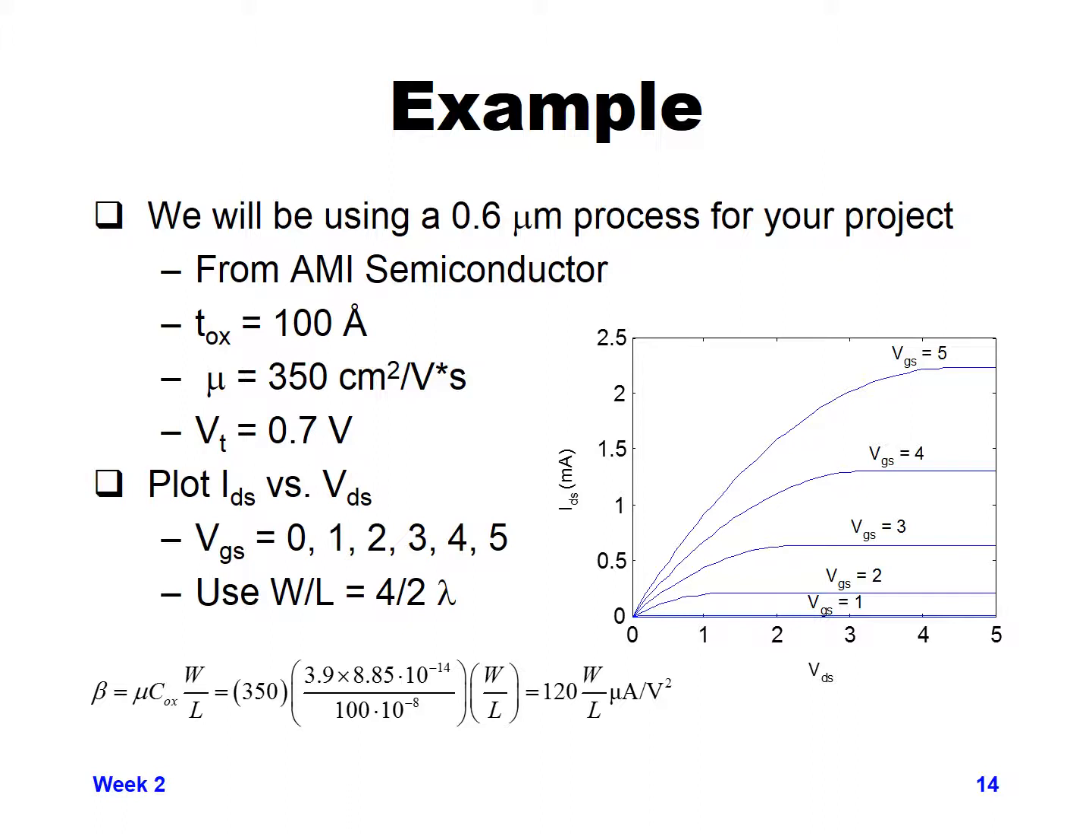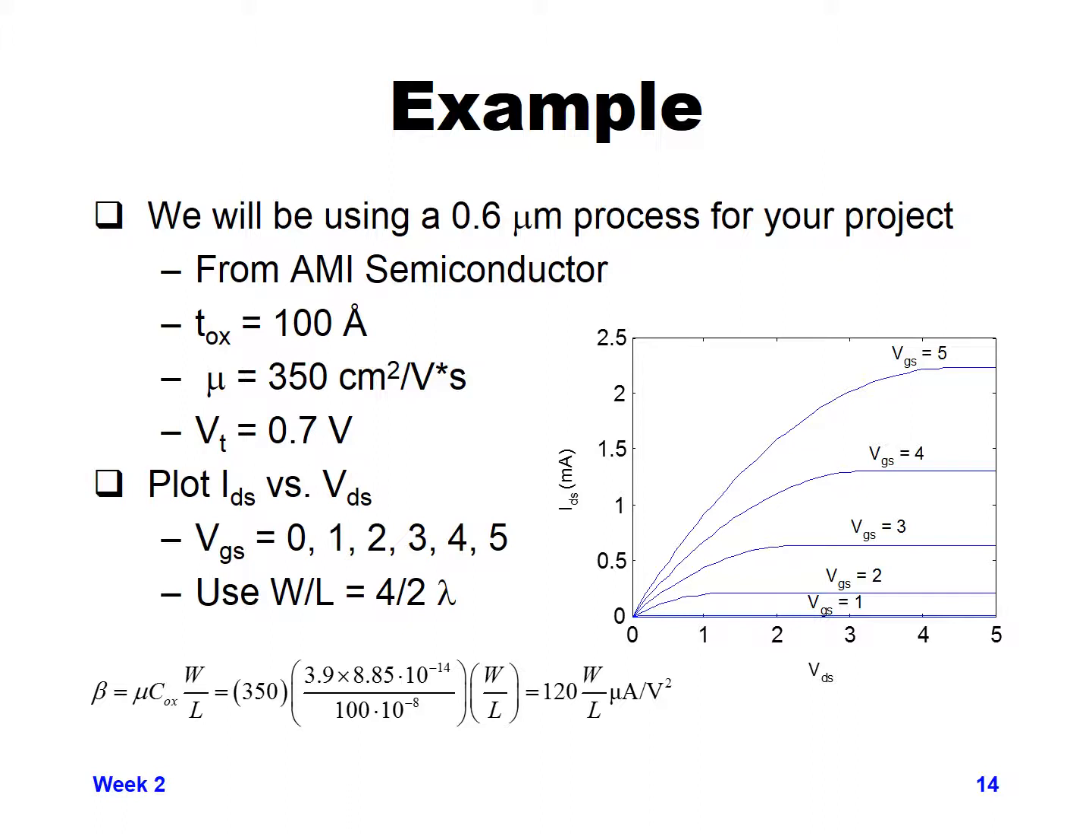When VGS is 1, it's actually a really small value. It is above 0, but you can't see it very well, because VGS minus VT is going to be 0.3 volts. So the overall value that you get is still fairly close to 0 on this particular graph. It's kind of hard to distinguish that there's a line above 0 there, but there is.